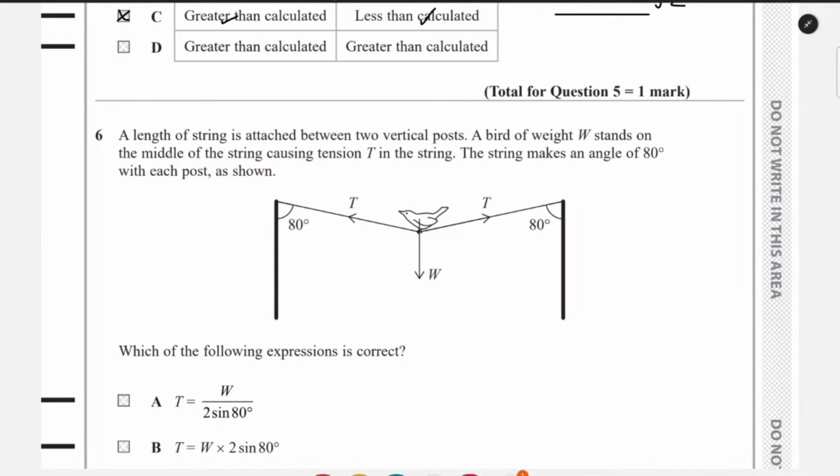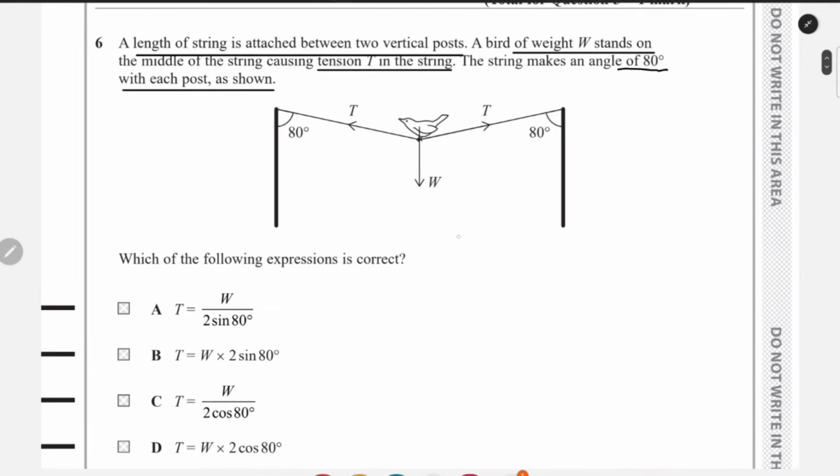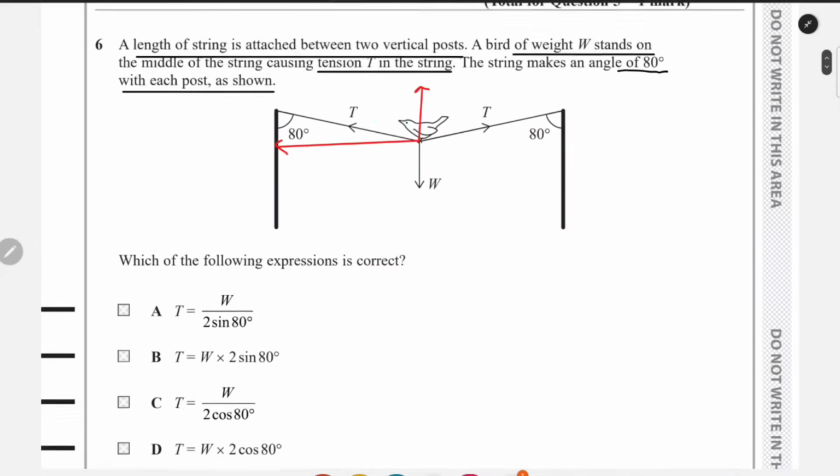Now on to question 6, we are given a length of string which is attached between two vertical posts, and a bar of weight W stands on the middle, causing tension T on the string, which makes an angle of 80 degrees with each post. So we'll have two components of the tensions. So the vertical ones and the horizontal ones. This angle over here will be 10. So this angle over here will be 80 degrees again.